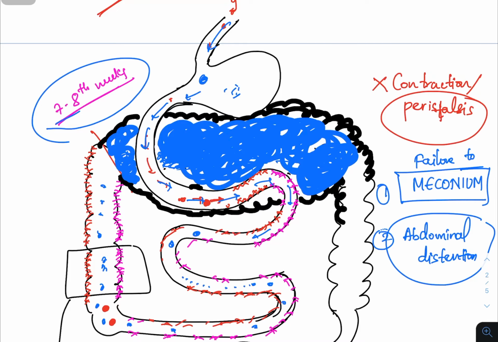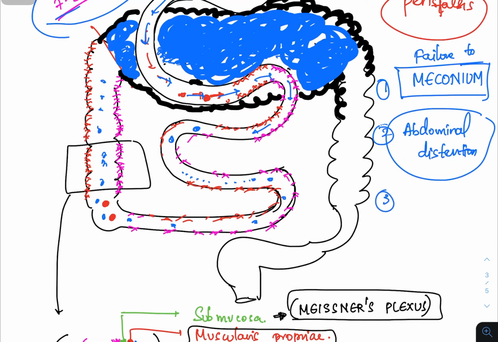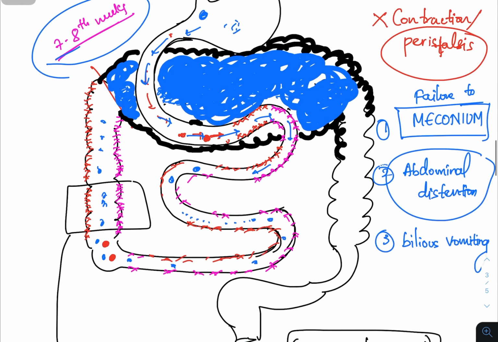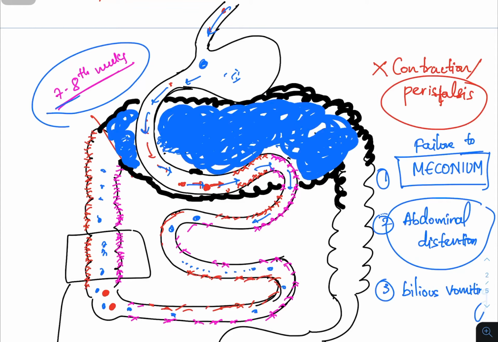And the third important thing the mother will complain about is that my baby is having a lot of vomiting. You call it bilious vomiting. Now, why is there vomiting in the baby? See, there is abdominal distension. Before you take the baby to the hospital, of course, you feed the baby. You don't know that the abdominal distension is developing. You don't know that the baby hasn't passed the meconium.